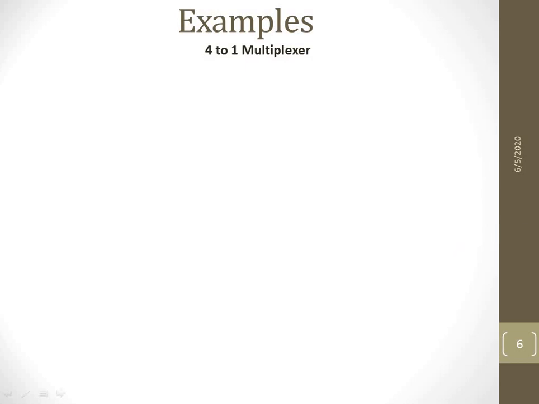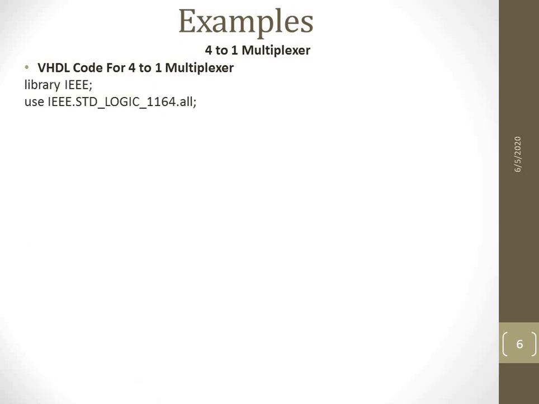I have taken the example of a 4 to 1 mux. First we need to design a 4 to 1 mux using VHDL, and I'll show the VHDL code here. As I said in the previous videos, we need to define the library IEEE, and from the library IEEE we need to use the package IEEE.std_logic_1164.